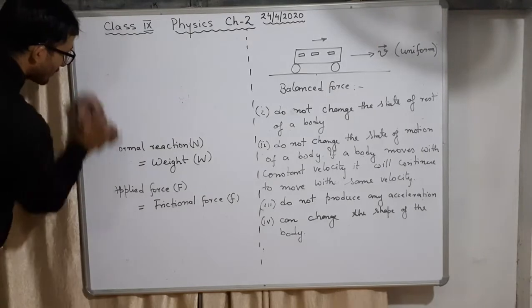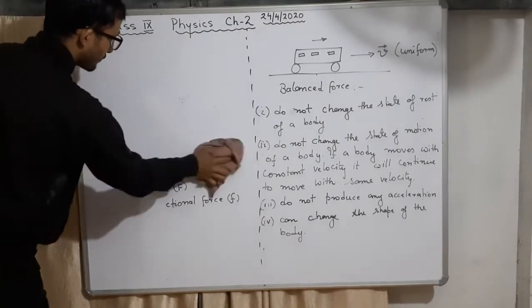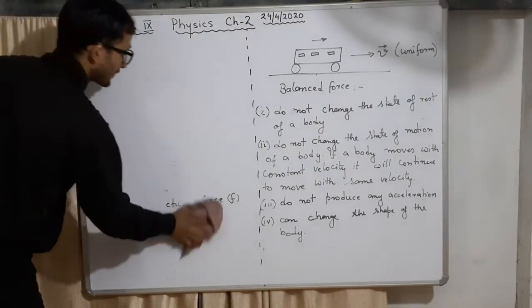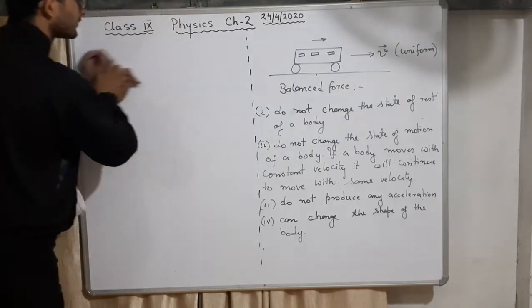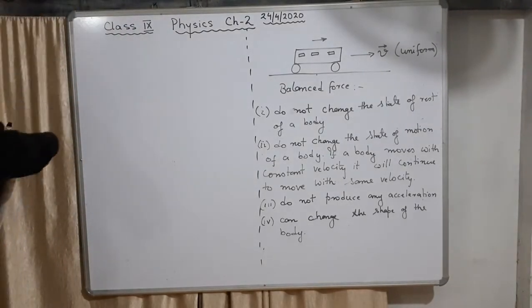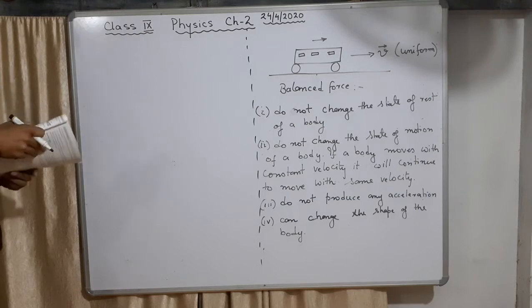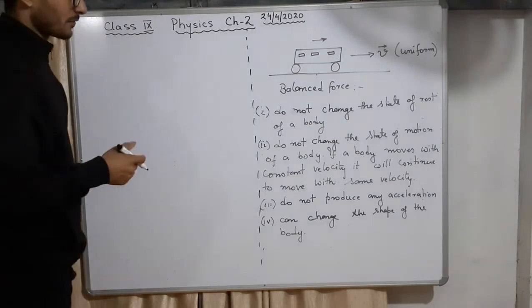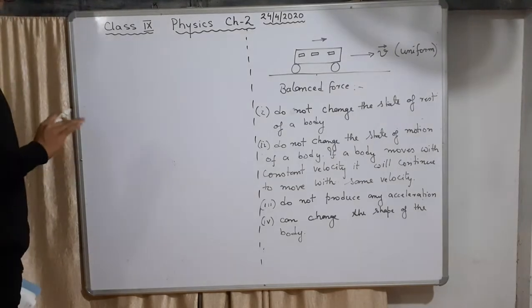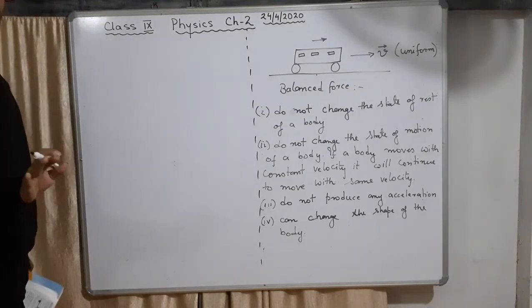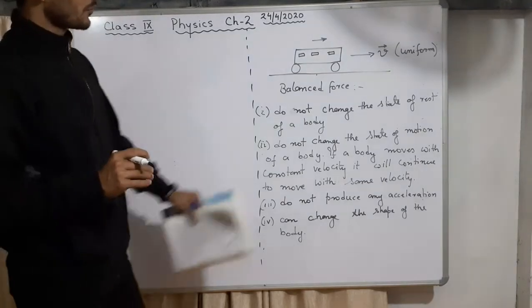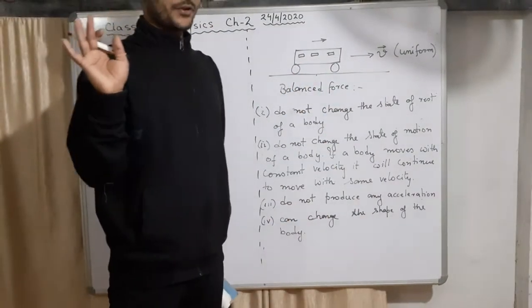Remember, till now we have finished that force is a push or pull which can change the state of motion of the body. Its unit is Newton, and the symbol is capital F. Friction is the force which always acts in the direction opposite to the direction of motion. Balanced force cannot change the state of motion. If the body is not moving, it will remain at rest. If it is already moving with uniform velocity, it will continue like that.